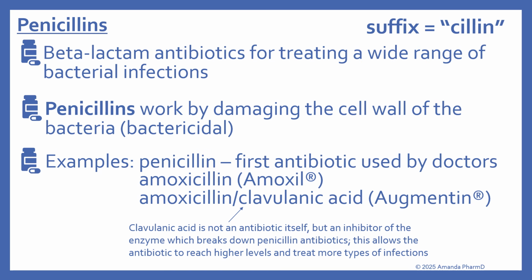Next are the penicillins. These are beta-lactam antibiotics for treating a wide range of bacterial infections. Penicillins work by damaging the cell wall of the bacteria, so they're bactericidal. And some examples, of course, there's penicillin. This was actually the first antibiotic used by doctors. There's amoxicillin, brand name is Amoxil, and there's amoxicillin with clavulanic acid, brand name is Augmentin.